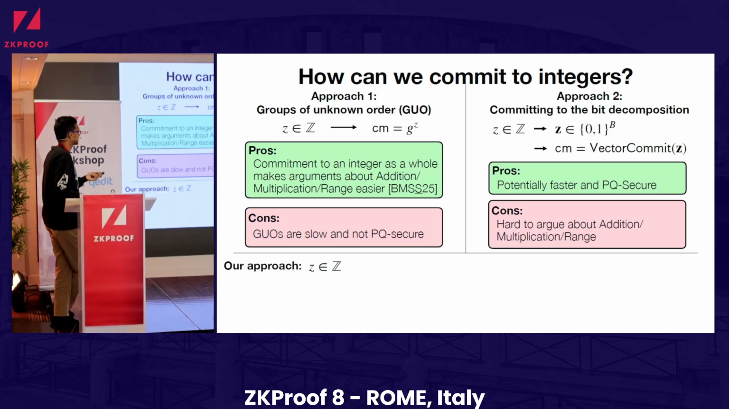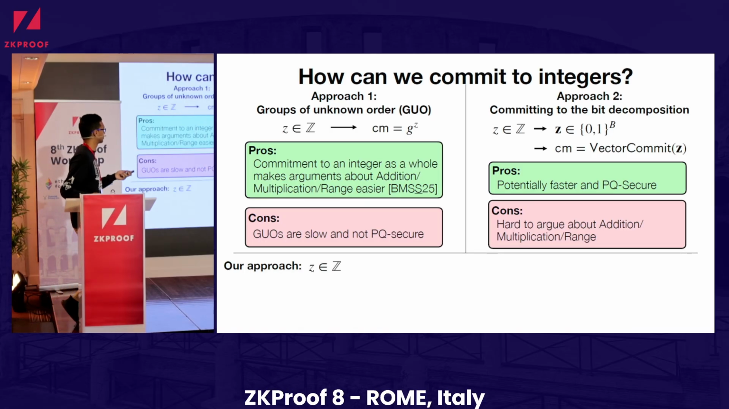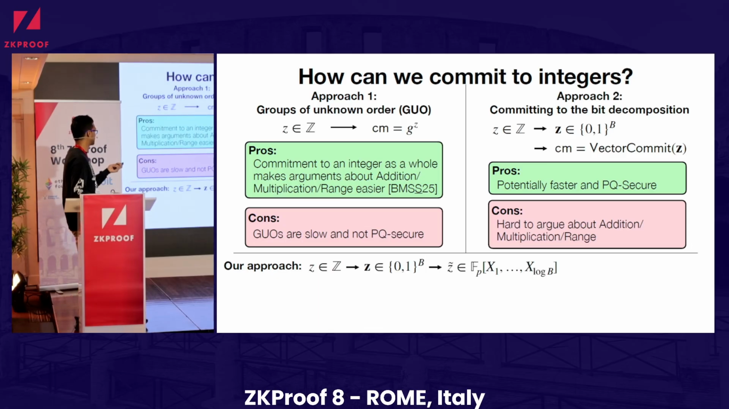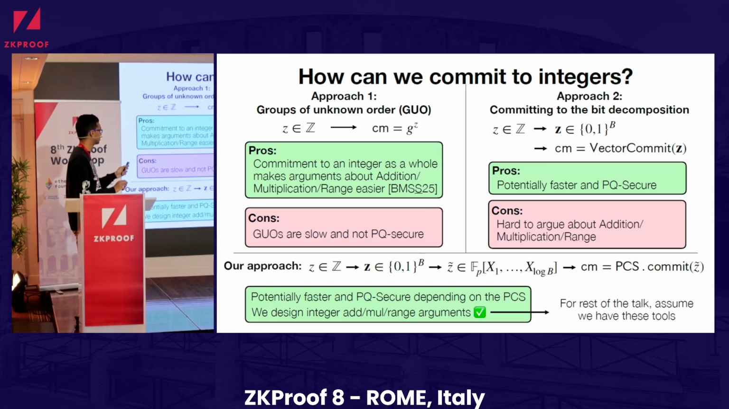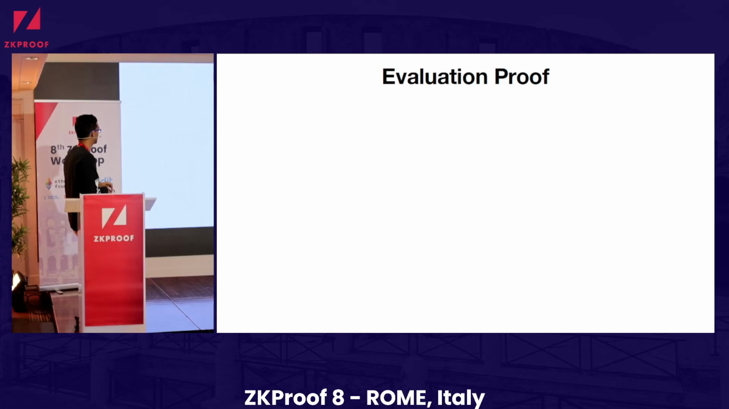So in our approach, we picked the second one just because of the generalizability. We want to work with arbitrary PCSs. So we use MLEs to commit to them. You can use your favorite multilinear polynomial commitment scheme. And this can be faster and post-quantum secure. We also remove the second con by saying, OK, we actually design these arguments for you. For now, assume that you have these tools. I'll describe how they work a little bit later.